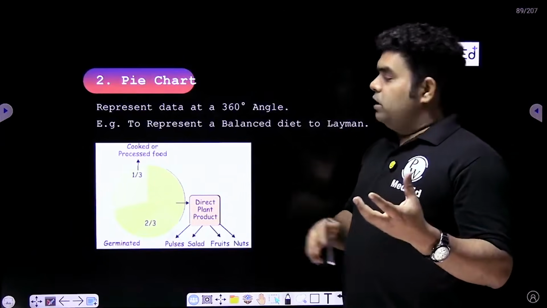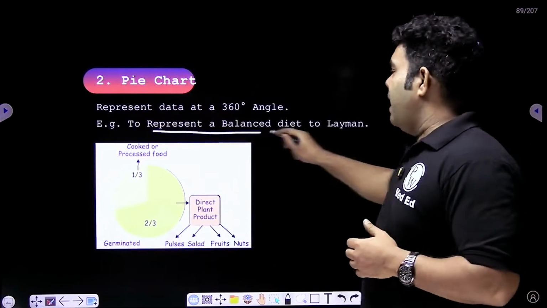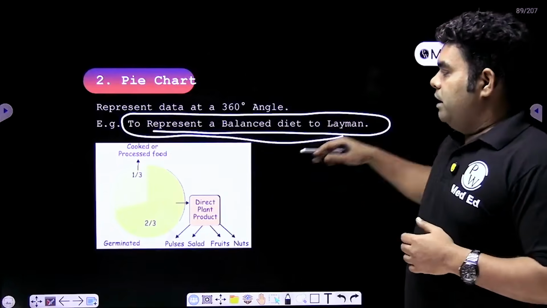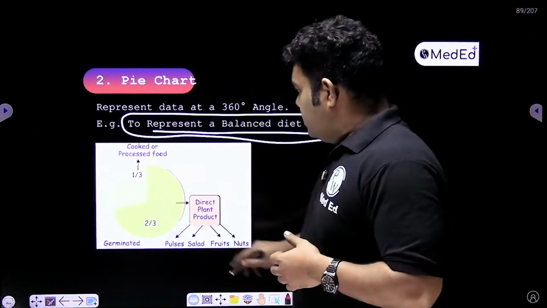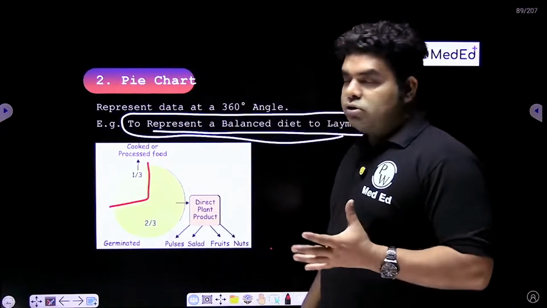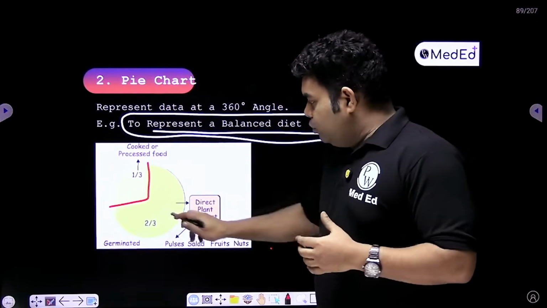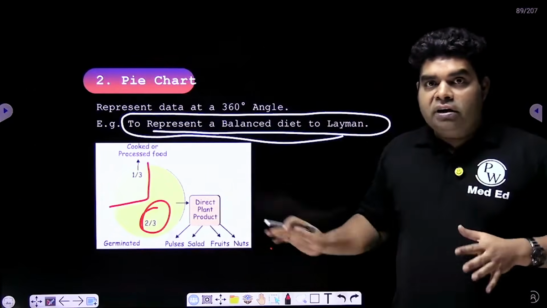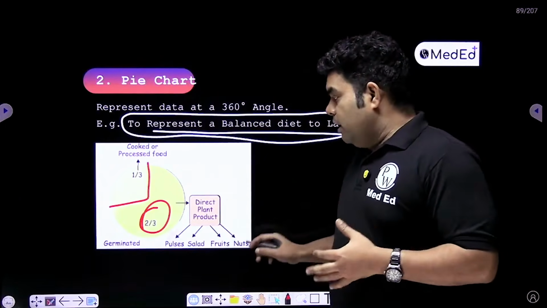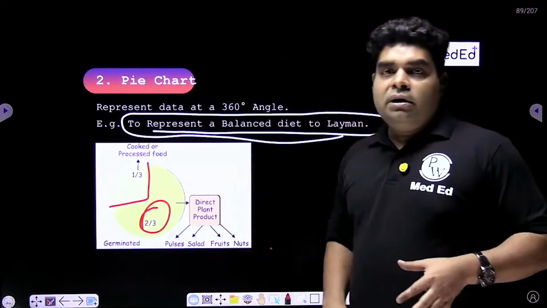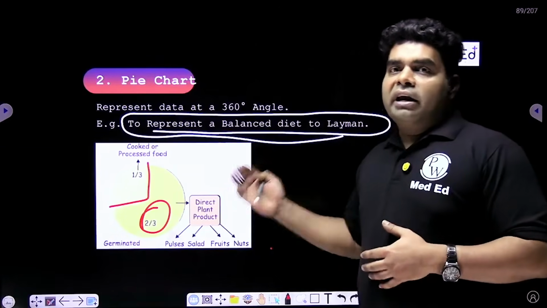Just like pie is circular, so we have drawn a circular diagram, and a pie chart can be used to represent a balanced diet to a layman. But here I have shown you something else, not just the balanced diet. If in your family there is some case of uncontrolled hypertension, diabetes, or lipoma, you can always say that if you take 2/3 of your food as uncooked direct plant product like sprouts, ankurit chana, or salad, fruit, nuts, 2/3 uncooked, 1/3 cooked, then your intestine will feel much lighter, roughage will be high, calorie will be less, and you can recover from those things.